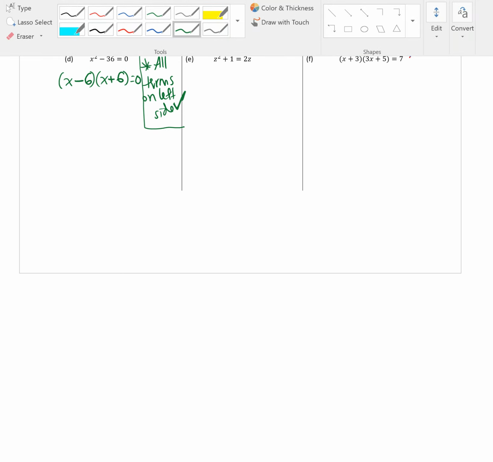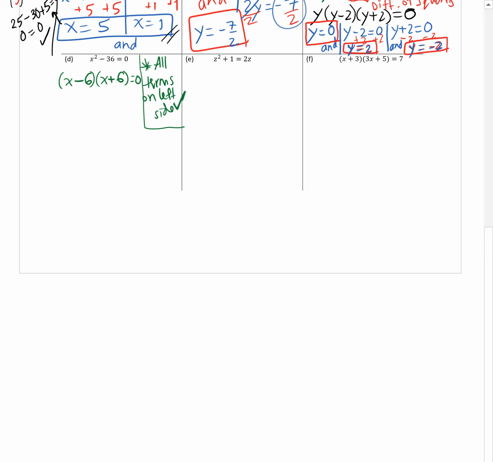Alright, that's as far as it can factor. Either of those things in the parentheses, x minus 6, x plus 6, there's nothing you can do to factor those further, so that's it. Now that it looks like the product of two things, I'm going to set each one equal to 0, and then solve either one for x separately.